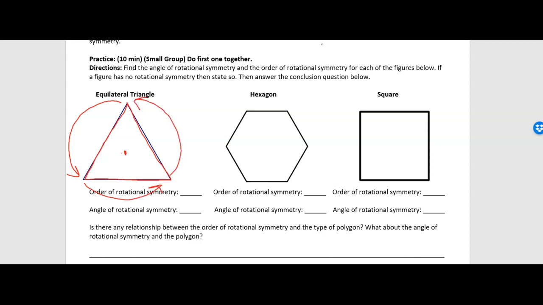You could play around to see how many times it lands on itself before, we could say, point A goes all the way around. That would be called the order of rotational symmetry, the amount of times that you can get it to land on itself before it gets back to its starting place. Let me show you the software, though, before we start to answer too many of these questions. I think that'll help you out.